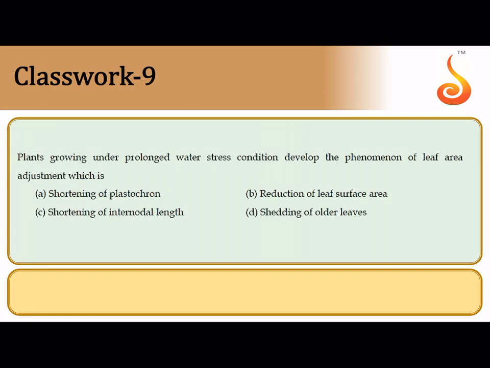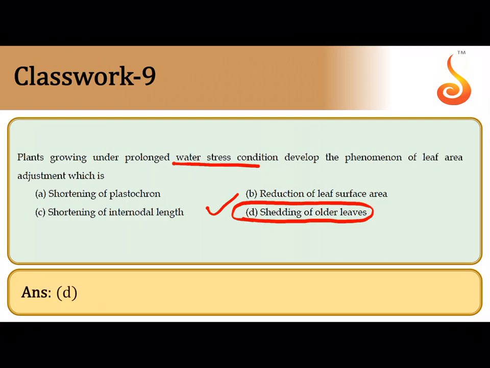Plants growing under prolonged water stress. Now they have a lot of water stress, as in they have very little water to make do with. So as a result, what is the best option that a plant would take? The plant would shed its older leaves, because the older leaves have attained maximum growth rate. They have become broader in size. They are consuming more water. So if you shed the older leaves, you can maintain the younger leaves in the plant body. So during this time, the plant makes an adjustment by shedding its older leaves.